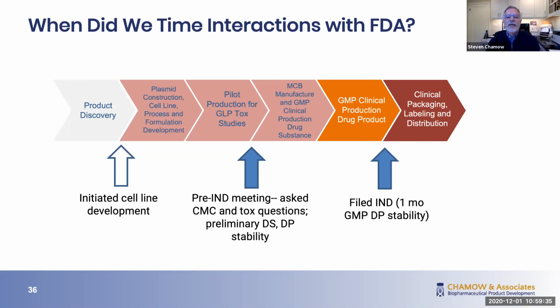And in this pre-IND meeting, we asked CMC and tox questions, and we provided the agency with preliminary drug substance and drug product stability. With the pre-IND meeting then completed, we did our tox studies and our GMP manufacturing, and then we filed the IND once the GMP material was in hand with 1 month of drug product stability.